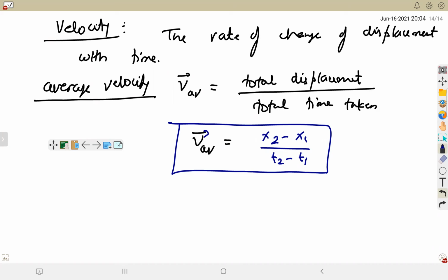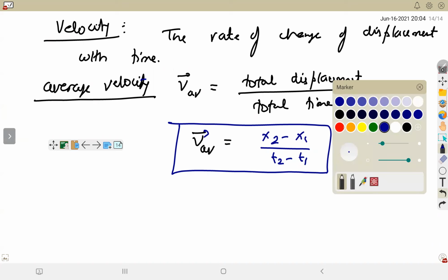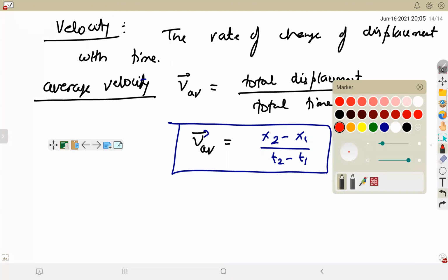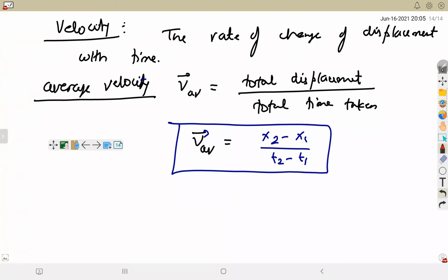Yes, sir. Okay. So how do we calculate this in a graph? Average velocity in the graph is calculated by using the slope of the line joining initial position to final position. The graph portion we will do separately. Average velocity is x2 minus x1 upon t2 minus t1.